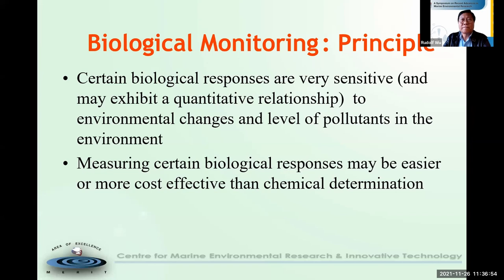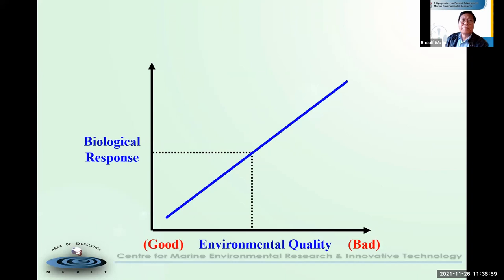As a result, measuring certain biological responses may be easier and much more cost-effective than doing a whole range of chemical determinations. Now, this is a hypothetical example. Suppose you find some biological response that has a good relationship with environmental quality, whether dissolved oxygen, metal concentration, dioxin, and so on. If certain enzymes in the body have an established relationship to environmental quality, then instead of measuring the concentration of dioxin or benzopyrene in the water, you measure the enzyme level of the fish in the water, and they will give you a good estimate of the environmental level. At the same time, they'll tell you what the biological response will be.